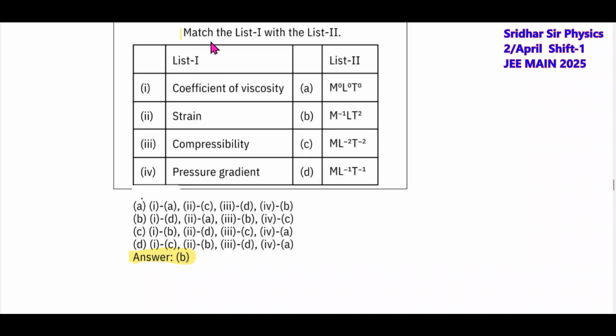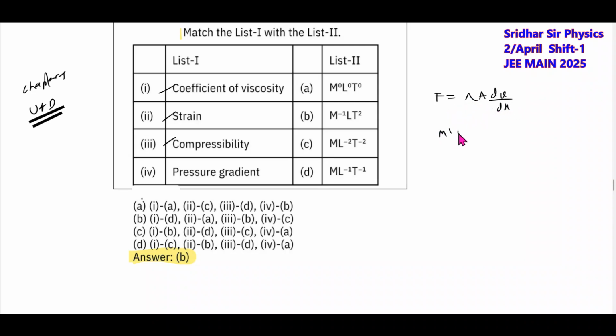Let's start with matching list 1 with list 2. It is asking here coefficient of viscosity, strain, compressibility, pressure gradient, and list 2 is given. This topic is based on units and dimensions, and it is asking about viscosity, elasticity, compressibility, and the pressure gradient. Directly, the coefficient of viscosity formula is F equal to eta A dV by dx. If you know that, you can manage.